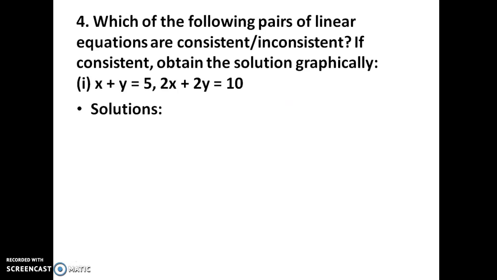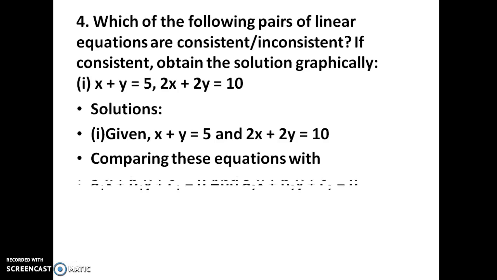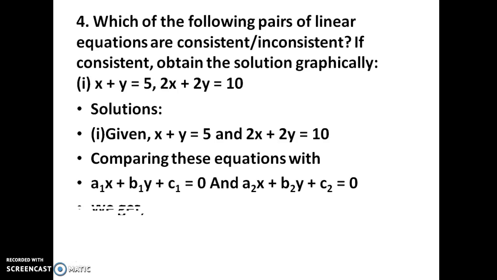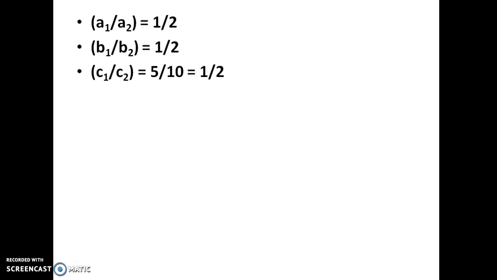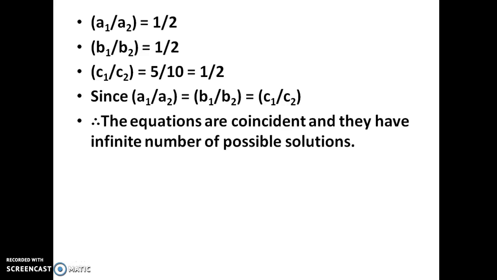So given these two expressions, comparing the equations with the standard form, you will get a1 equal to 1, b1 equal to 1, c1 equal to 5. Then a2 is equal to 2, b2 is equal to 2 and c2 equal to 10. Okay, so 1 by 2, 1 by 2, and c1 by c2 will be 5 by 10, that is also equal to 1 by 2. So all three are equal. What does that mean? The equations are coincident and they have an infinite number of solutions.